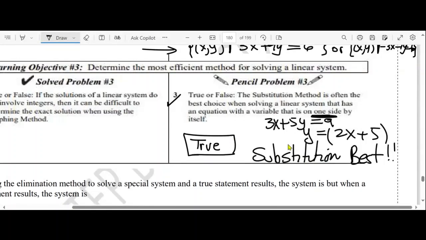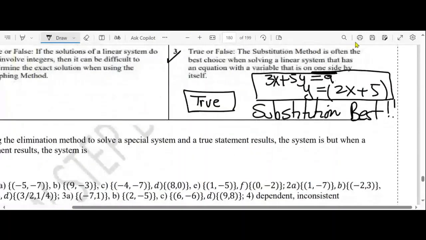And I give you an example here. Is this clear? All right. So we are done with that section. Any questions?